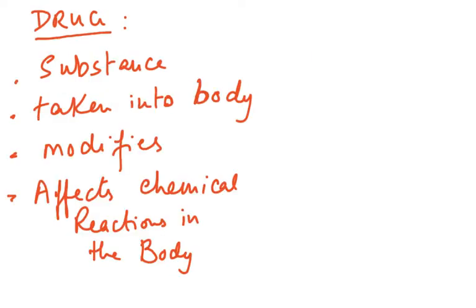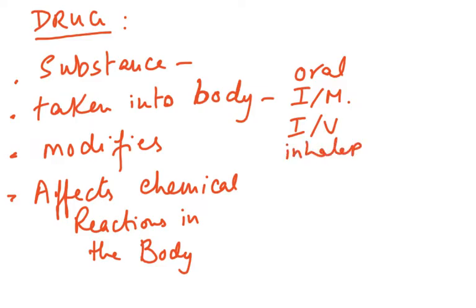So when we have to define a drug, we say it's a substance taken into the body. We can take it in the form of a tablet, so you can take it orally, or we can inject it. That's called an intramuscular injection, or we can give you an IV, into a vein, like you give a drip, in which we inject something directly into the blood. Or you can take it in the form of an inhaler, like people who are asthmatics take Ventolin inhalers.